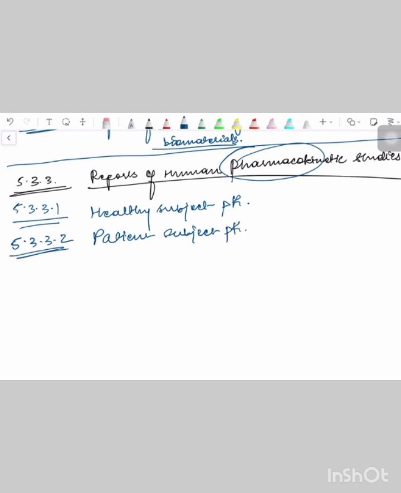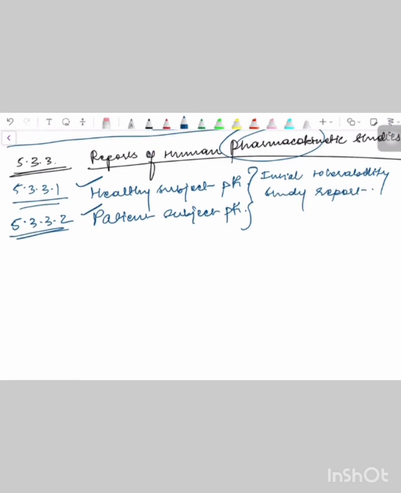Now you must know that when a clinical trial happens, the Phase 1 clinical trial is on healthy people, and Phase 2 is on patients. Okay, so here the study reports they expect related to pharmacokinetics are the pharmacokinetics of healthy subjects and pharmacokinetics of patient subjects, and the common point in both is the initial tolerability study report. This is common in both. So how it is written in the guidelines: healthy subject PK and initial tolerability study report, and patient subject PK and initial tolerability study report.